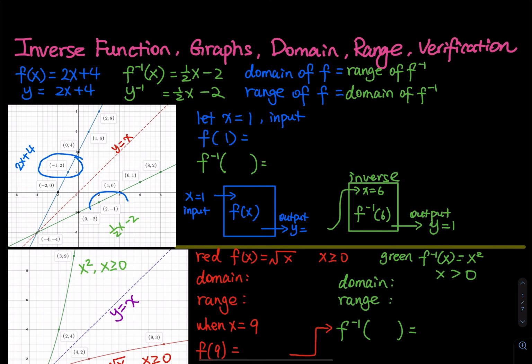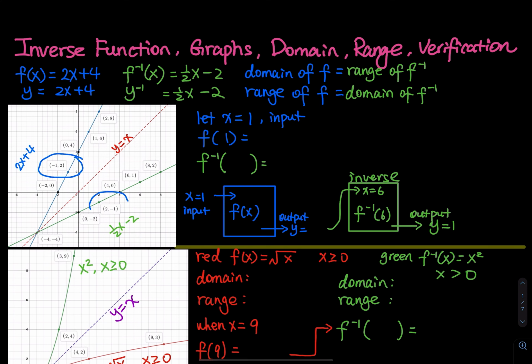So let's do a function evaluation. When x is equal to 1 as the input, what do we get? You don't see that point on the graph. When x is equal to 1, you have 2 times 1 plus 4, that is equal to 8, right?